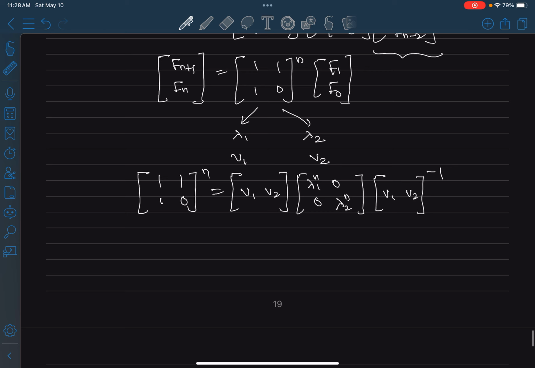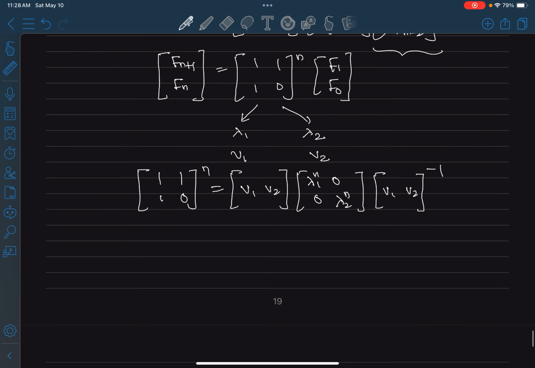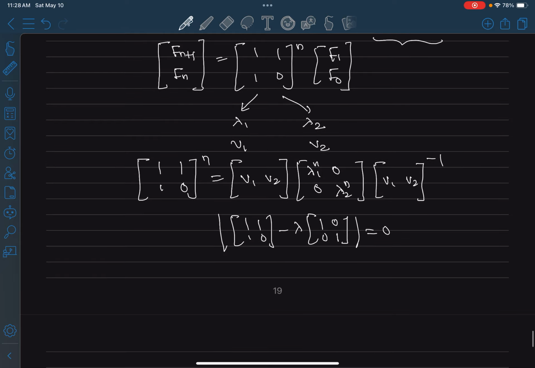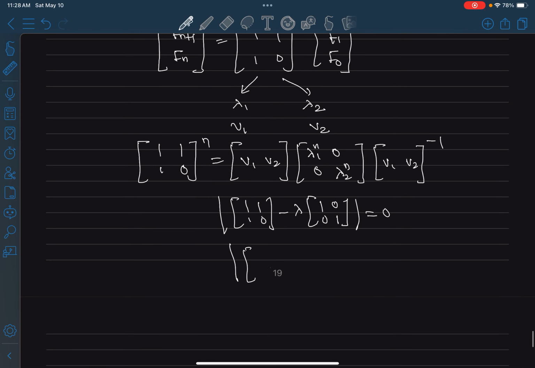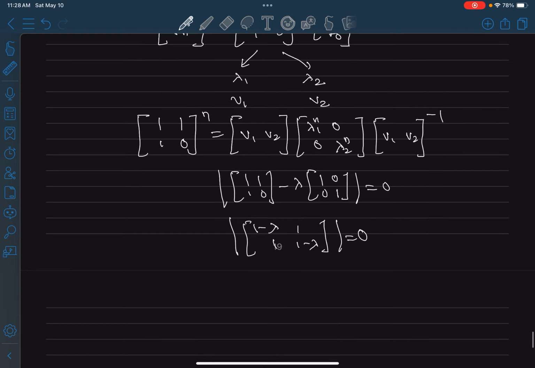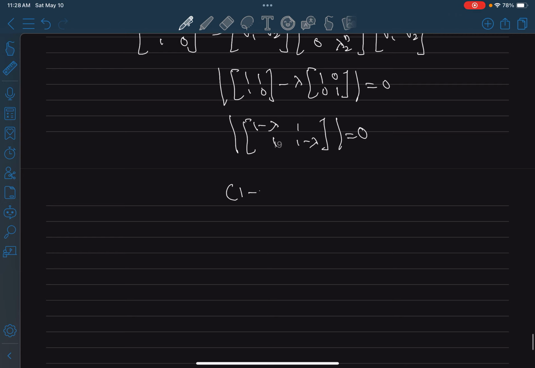So we know that this will be the nth power. Let's find the eigenvalues and eigenvectors first. It's easy to find eigenvalues. We take the determinant of this matrix minus lambda times the identity matrix and set it equal to 0, right? So from there we get (1 minus lambda)(minus lambda) minus 1 equals 0, which gives us lambda squared minus lambda minus 1 equals 0.